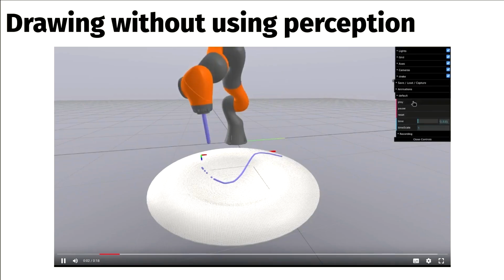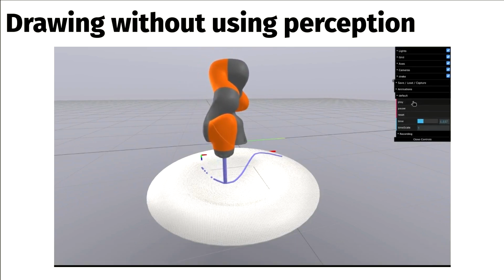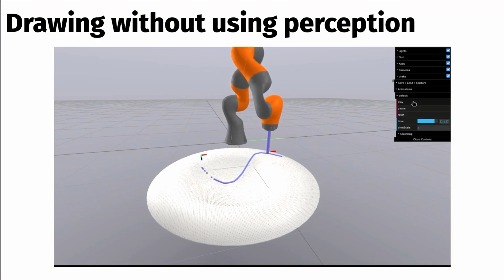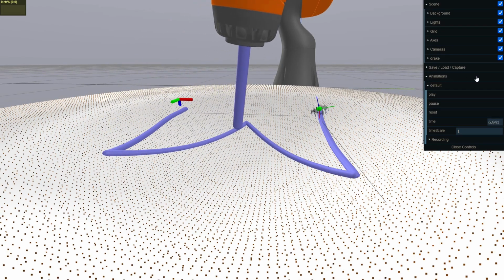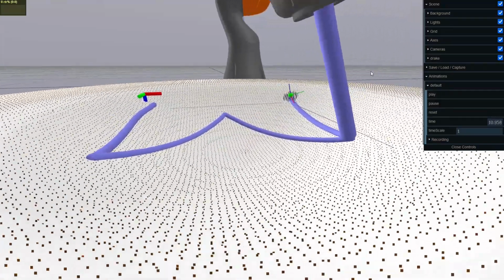We also thought it would be interesting to see how much of a role perception actually plays and whether the normal estimation helps. So this is the case where we don't use the normal estimation and purely rely on stiffness control, and it's still pretty good, but we do see it skips a bit in the beginning because it's not able to apply the forces in the right direction. Compared to the case with normal estimation, where it's basically perfect. This does, however, come at the cost of slower runtime.